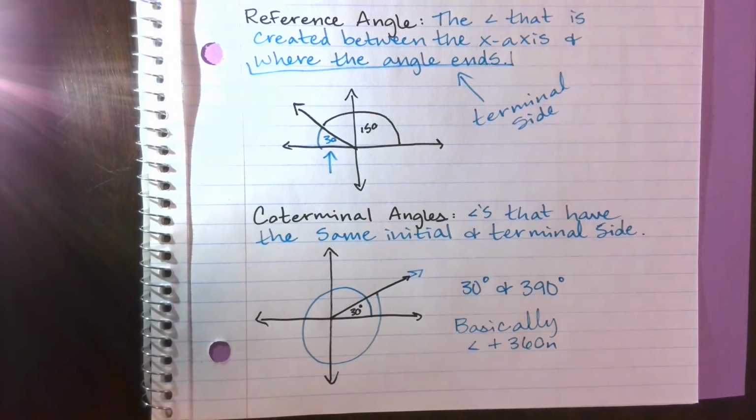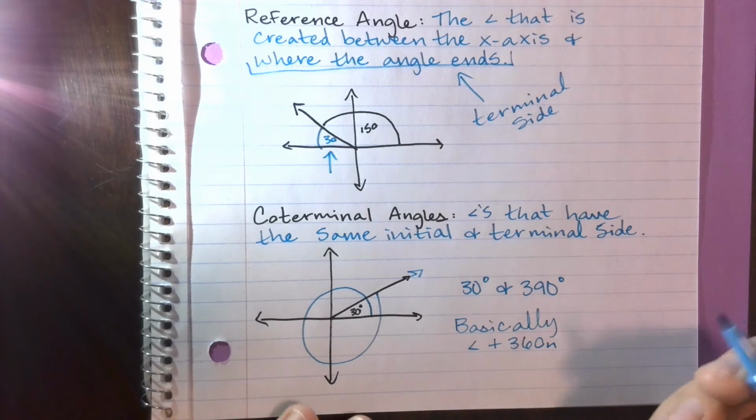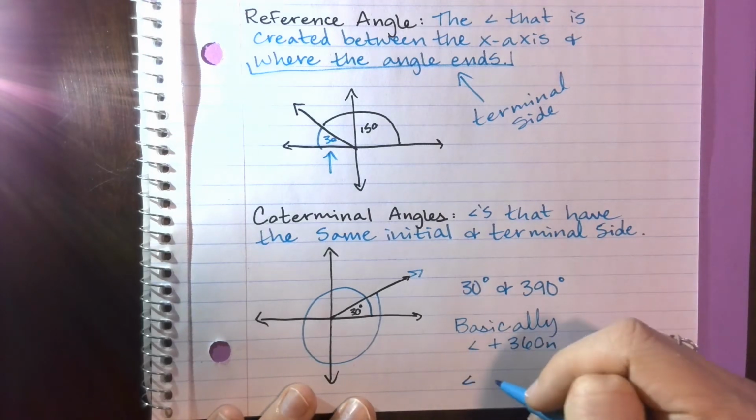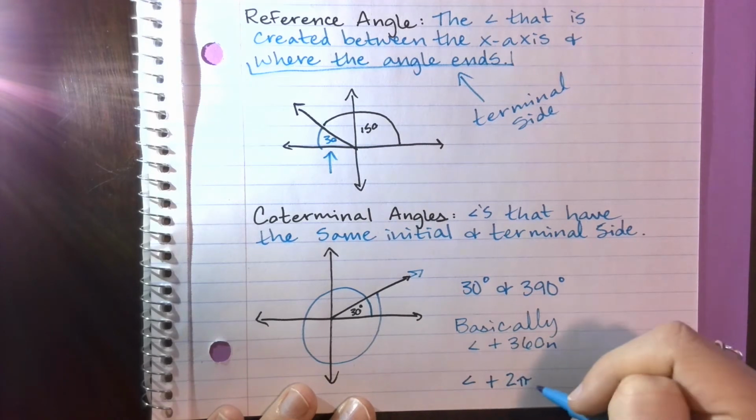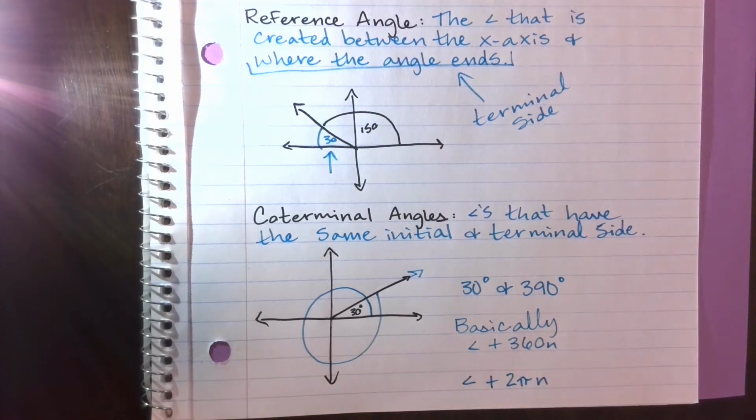So if you had a 45 degree angle and you added 360 to it, those angles would be coterminal. If you had a 60 degree angle and you added 720, so it went around it twice, those would be coterminal. Or if you're dealing with radians, you would have that angle plus 2 pi, because we're going around a circle in radians, a multiple of 2 pi. So if you had a reference angle of pi over 6, and then you added 2 pi to it, then that would be coterminal with it as well.